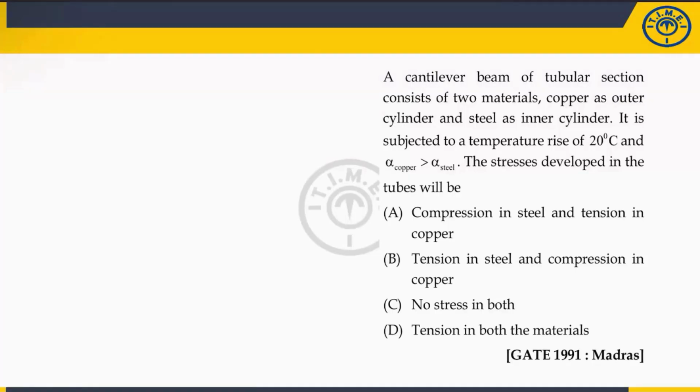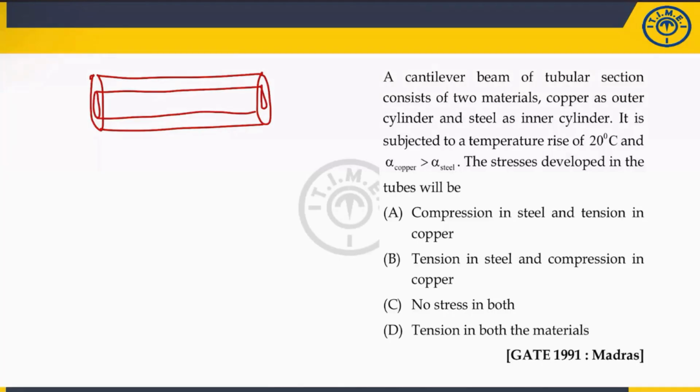Okay, now please see on the screen. The question is, let us suppose there is a tubular section. The cantilever beam of tubular section consists of two materials, copper as the outer. So this portion is basically the copper one. The outer portion is copper, and inside, let us suppose the hollow copper tube is there. Inside, what you are doing? You are inserting one steel. Steel is the inner cylinder. This one is the steel, and this one will be the copper.